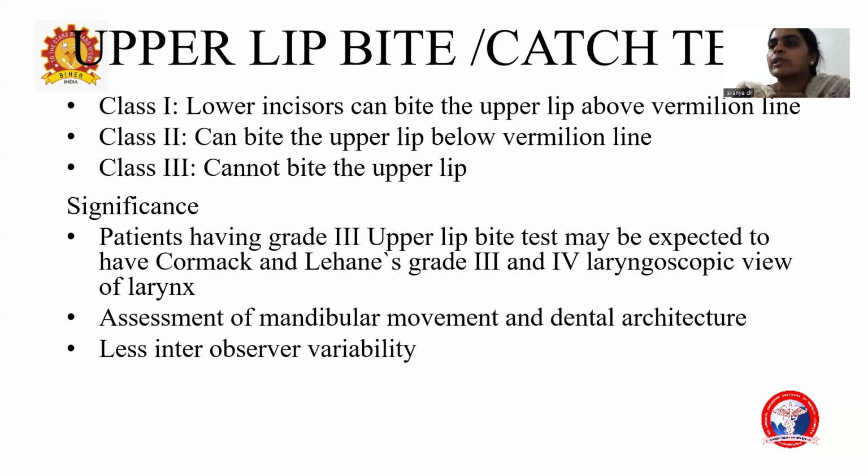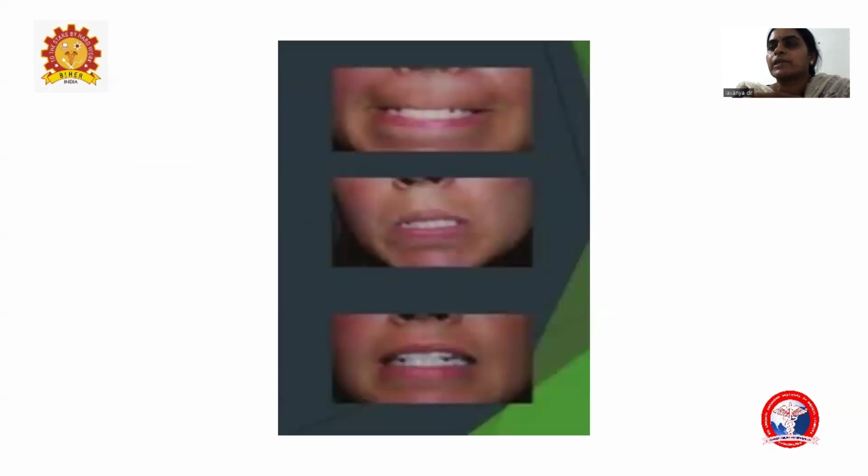Assessment of mandibular movement and dental architecture, there will be less inter-observer variability here. So this is the upper lip bite test. In the first figure, the lower lip can bite over the vermilion line, then just touching the upper lip below the vermilion line, and not even touching the lip at all.